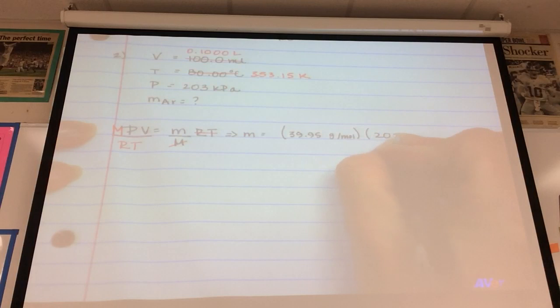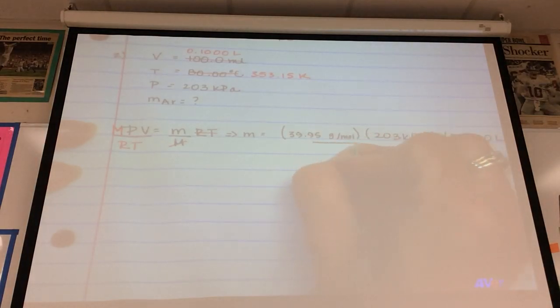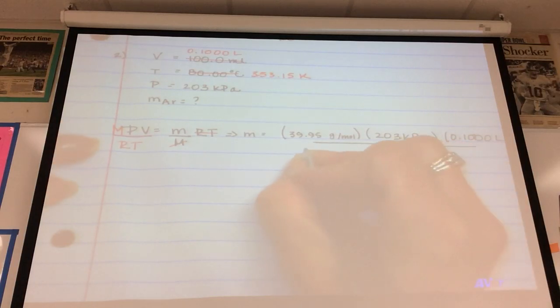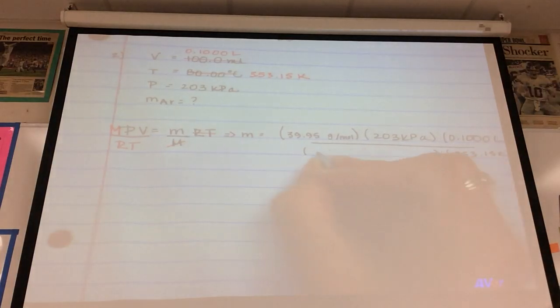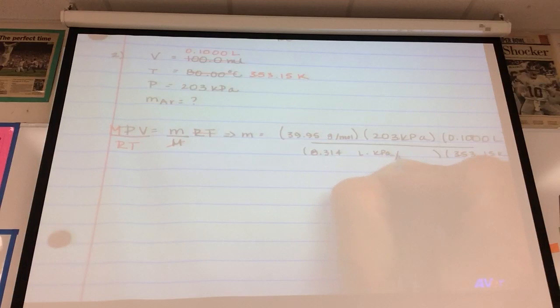Pressure, 203 kPa. Volume, R. Gotta figure out which crazy R we want. Which R do we use? The one with kPa, 8.314 liters kilopascals per mole Kelvin.